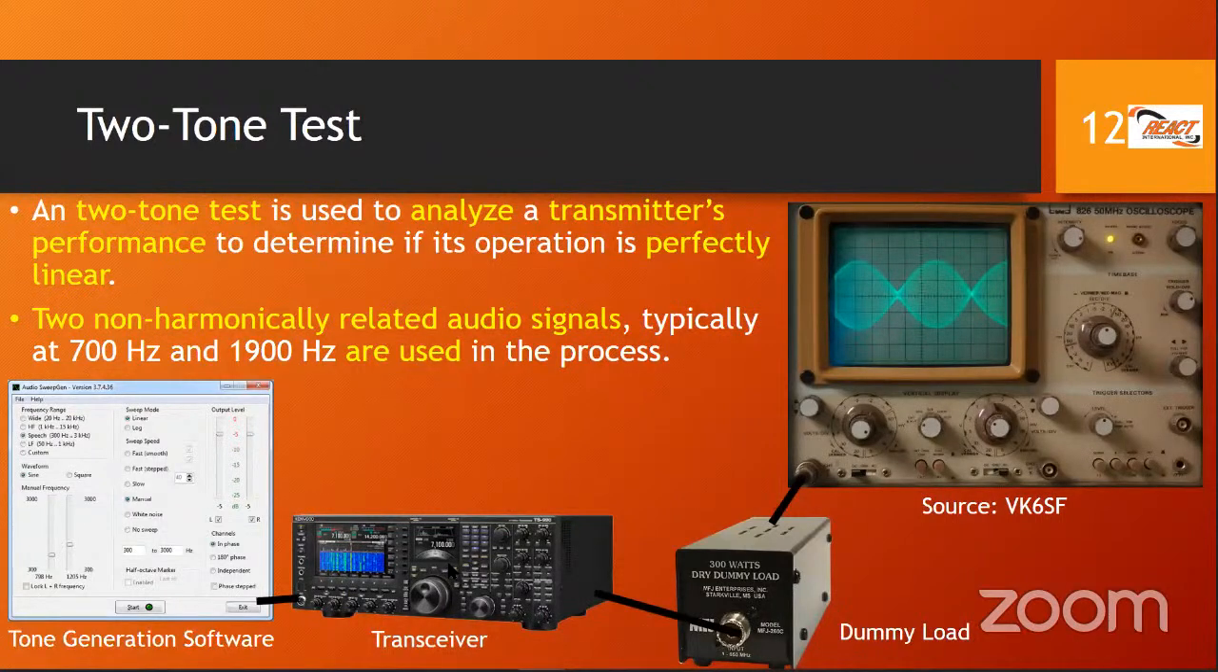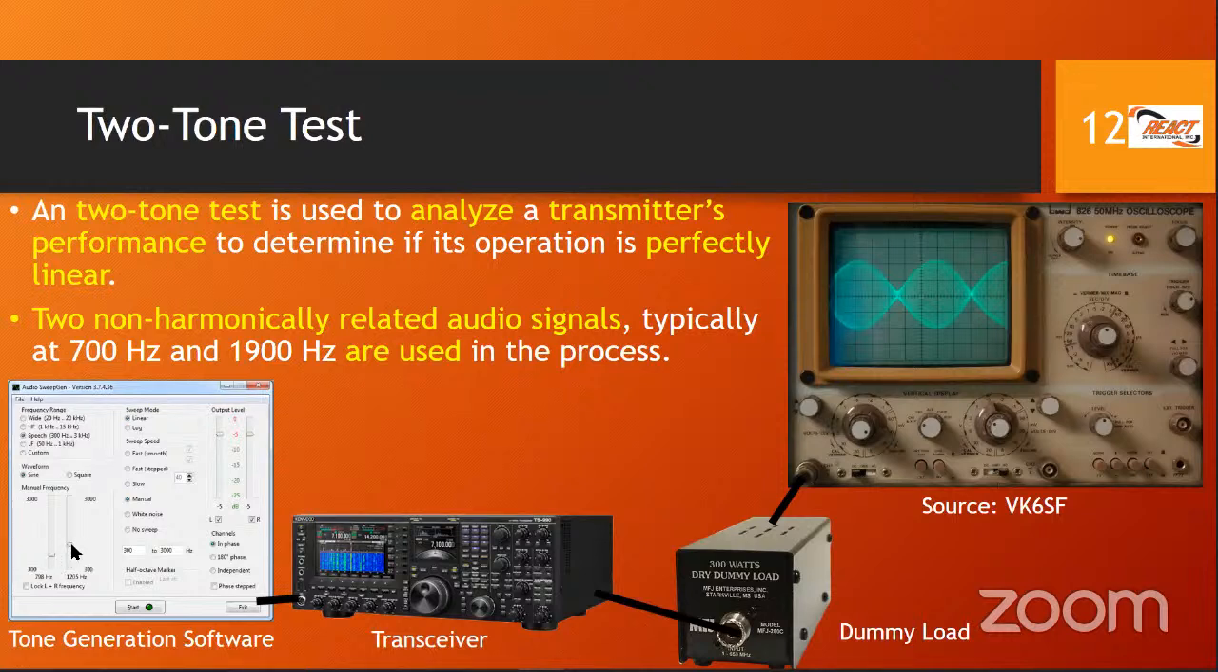And to do that test, what we do is we inject two tones. So for example, on the left-hand side here, you see some software. And that software can actually generate two tones, and you can use these slider bars here and choose which frequency you want the first tone to be and what frequency the second tone to be. These are audio frequencies we're talking about here, because we're talking about tones, things that we can hear.